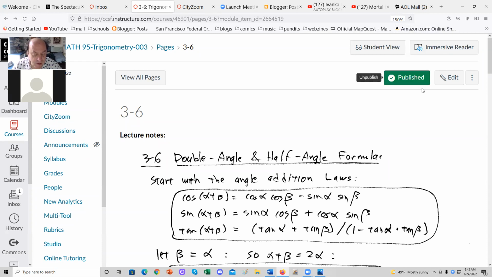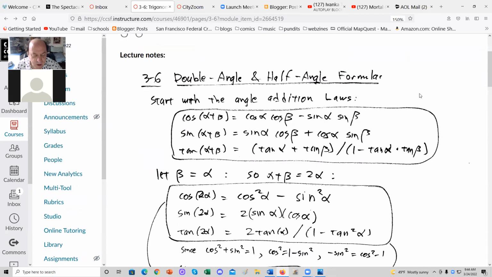So today, double angle and half angle formulas, 3.6 and 3.7, product to sum and sum to product formulas. Okay, here we start with the angle addition laws. Cosine of a sum equals cos cos minus sine sine. Sine of a sum equals sine cosine plus cosine sine. Tangent of a sum is tan plus tan all over 1 minus tan tan.